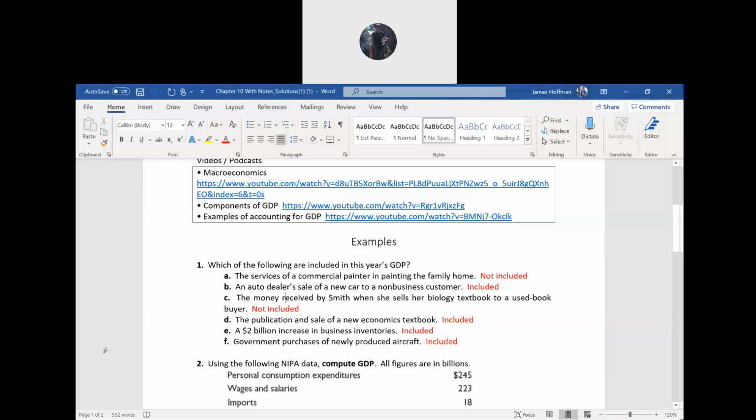C, the money received by Smith when she sells her biology textbook to a used book buyer. So remember, don't include secondhand sales. That textbook got included when it was a new textbook. So if it gets sold again, not included. But the publication and sale of a new economics textbook, that's a new good, so that gets included. If it's a new good or service, you account for it.